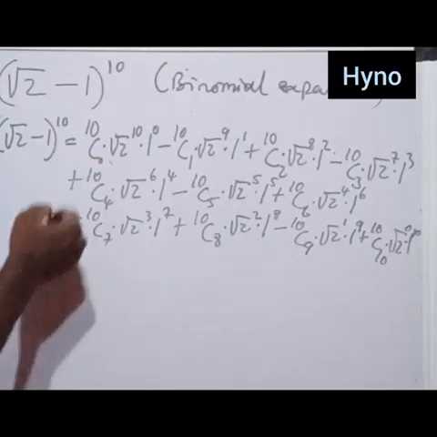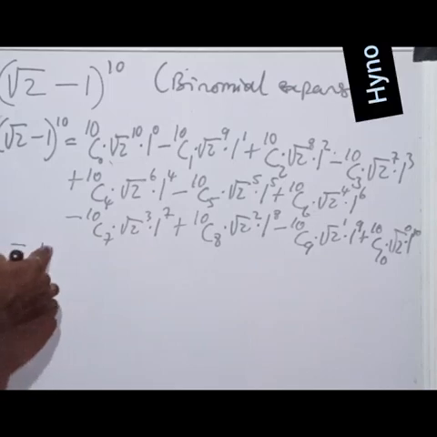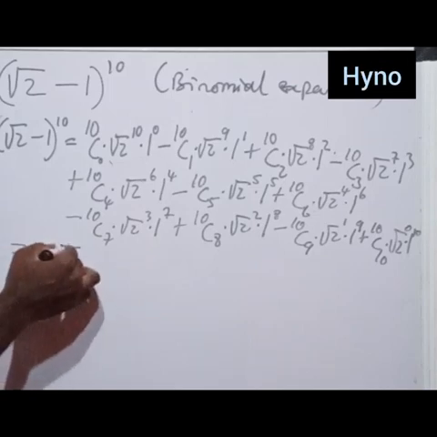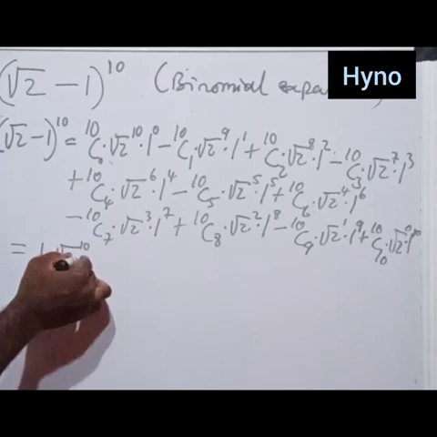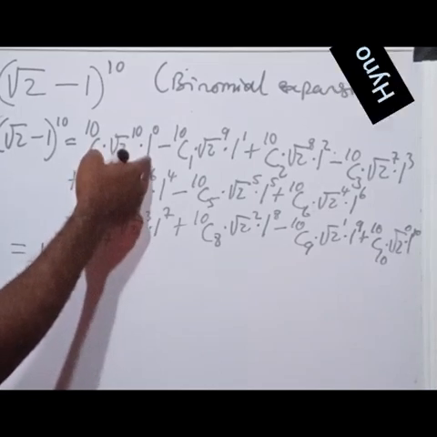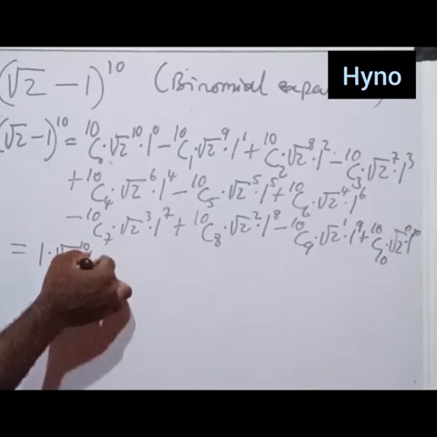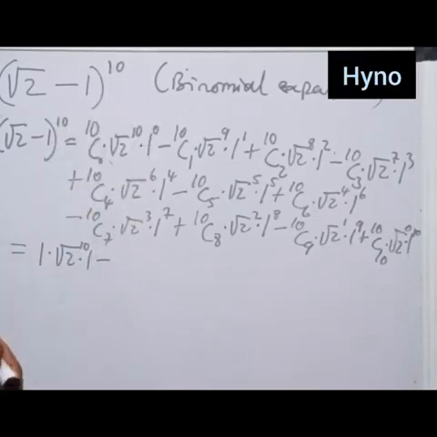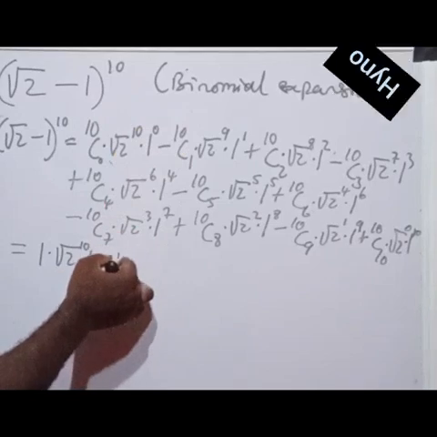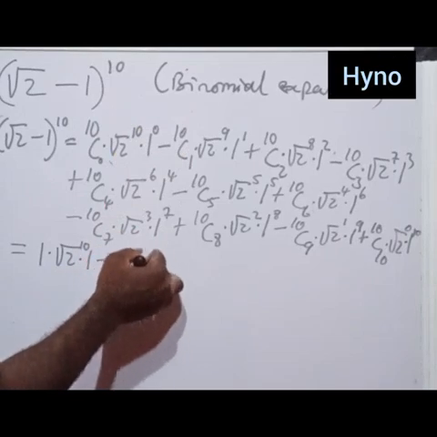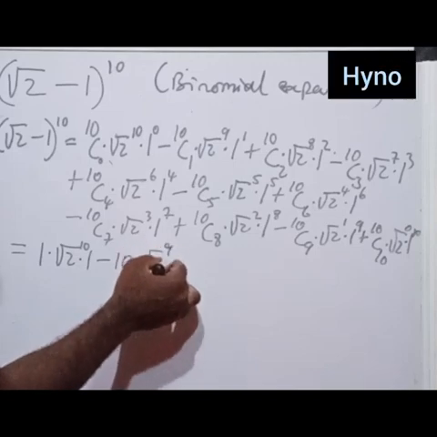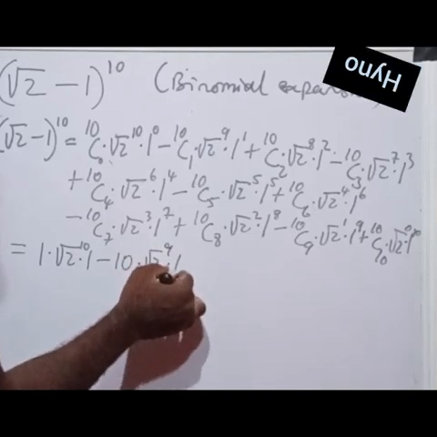10 combination 0, if you punch in your calculator, you will have 1 times 2 raised to the power 10. Let's leave it like this for now. Then 1 raised to the power 0 is still 1. Then minus, because any number raised to the power 0 is 1, 10 combination 1 is 10 if you punch in your calculator, times root 2 raised to the power 9 times 1 raised to the power 1 is still 1.